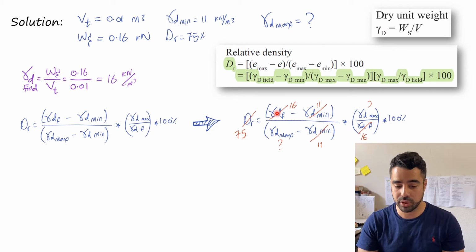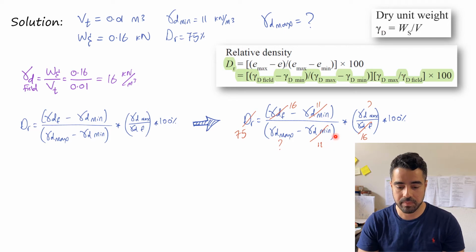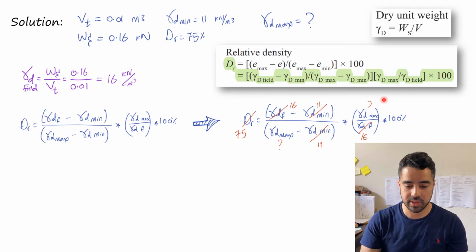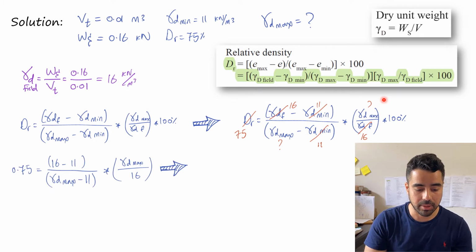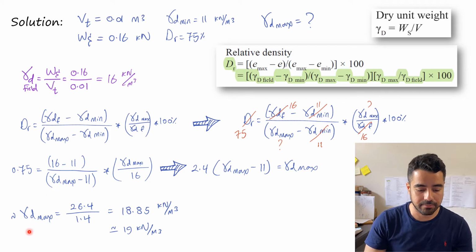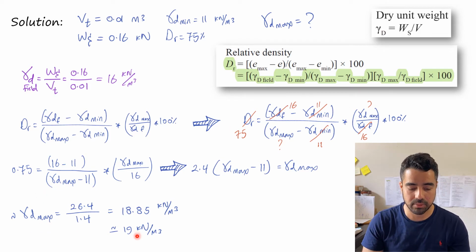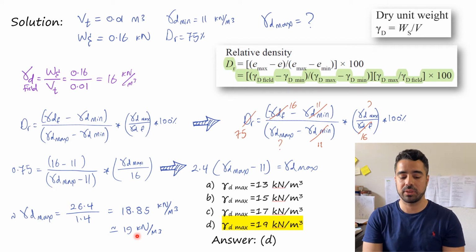Gamma dry 16, we just found that. Gamma dry minimum 11 from here. Gamma dry maximum, what we're looking for, 11 again for the minimum, and then 16. So a little bit of mathematics, and now we're gonna get gamma dry maximum of 19 kilonewton per cubic meter, and that's gonna give us option D.